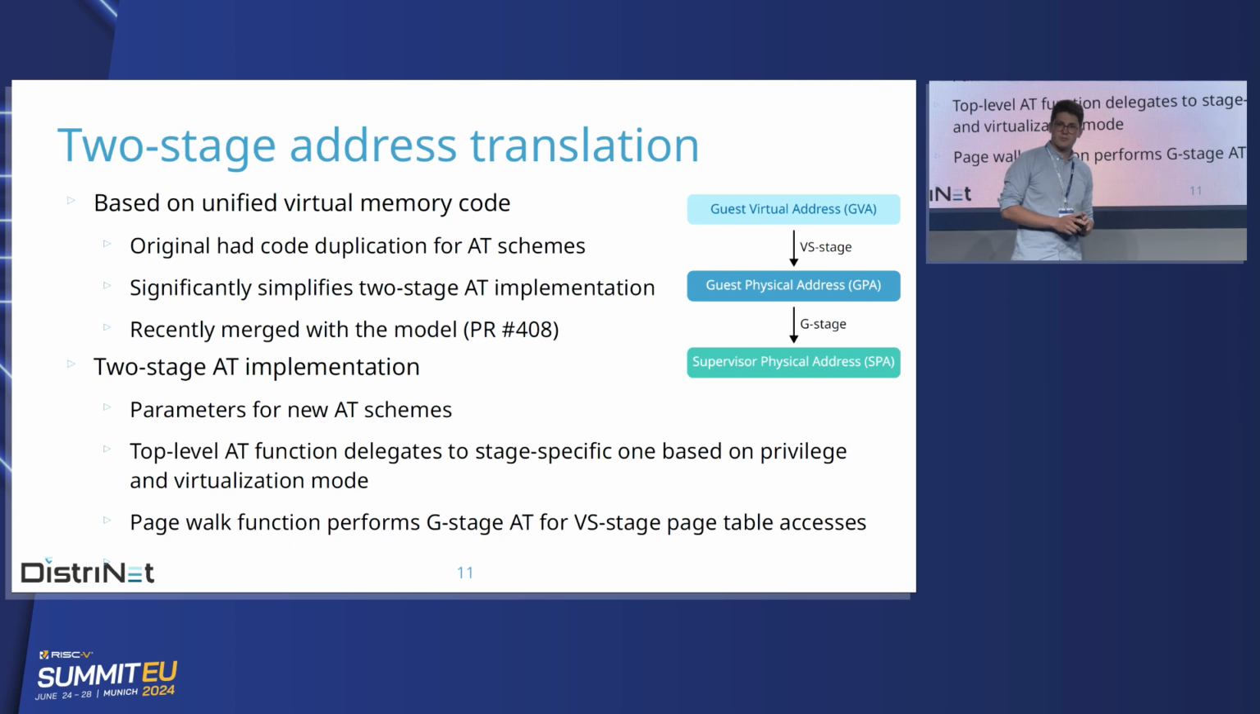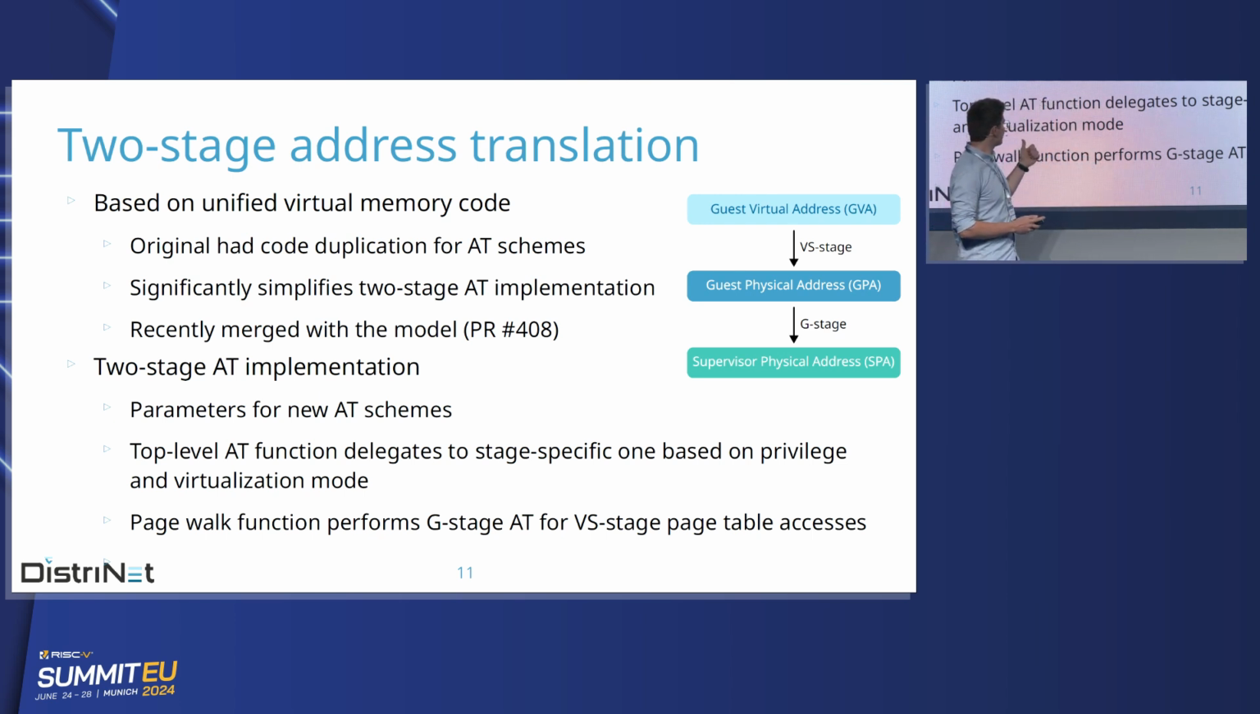Okay, then the second major part, as I said, is address translation. The implementation that I wrote of second-level address translation is based on unified virtual memory code that was not yet part of the model when I started writing it. The issue was that the original code had code duplication for all the different schemes, and there was an effort going on to refactor this into one unified algorithm. It got recently merged, which is very nice.